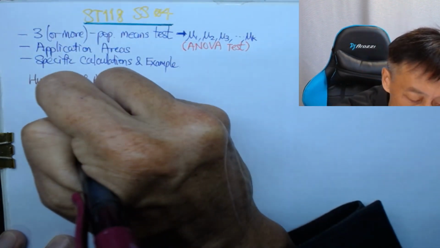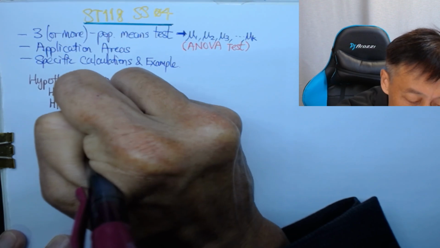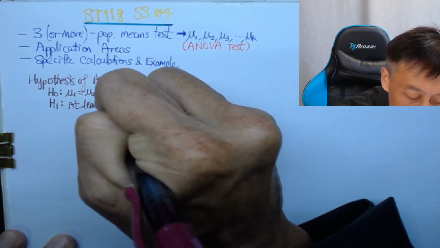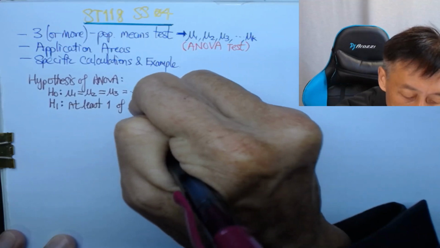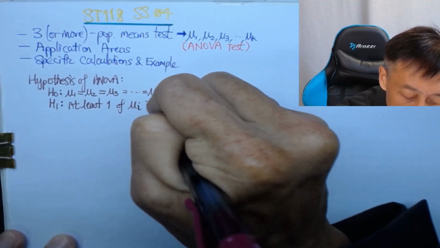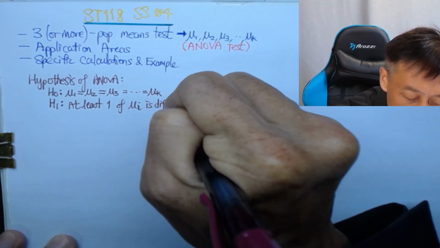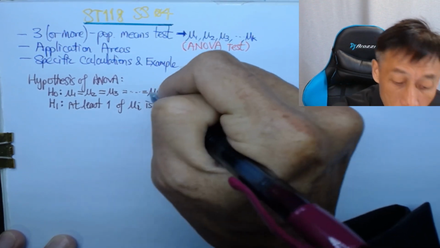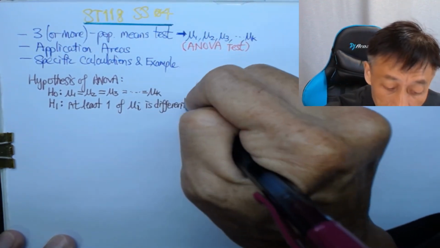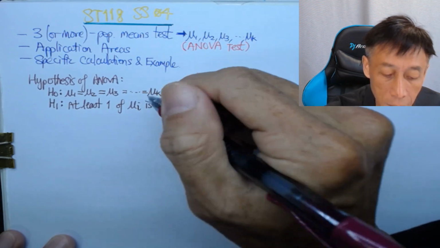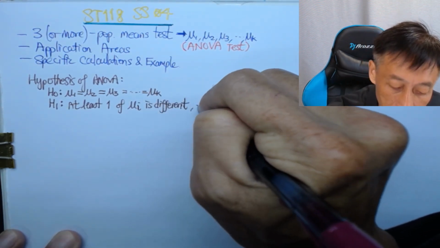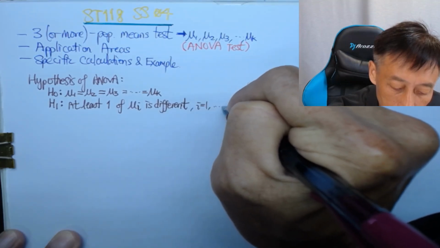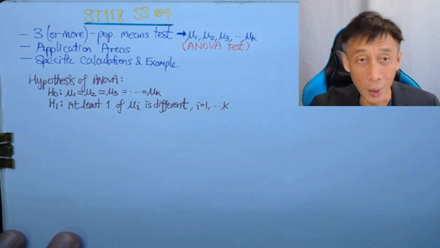So here the H1 is at least one of mu i is different. We use the word different to signal that it is not equal. Not equal can be larger, can be smaller, so you can't say whether it's less than or greater than. Where i is from 1 to k. At least one, at least one.